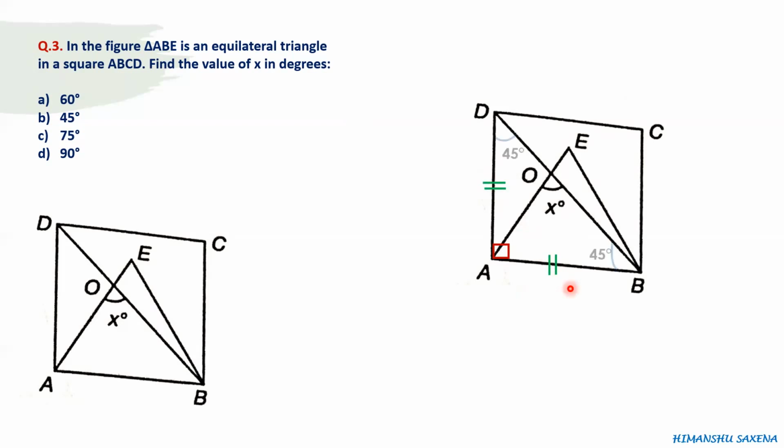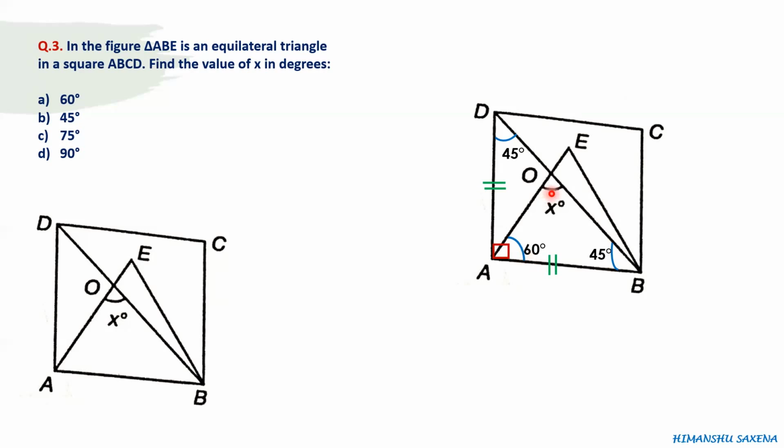Now, when these two sides are equal, then these two angles will also be equal, because in triangle ABD, two sides are equal and one angle is 90 degree. So the other two angles would be equal and their value would be 45 degrees, right? Because the sum has to be 180 degree. So these two angles would be 45 degrees each. Now triangle ABE is an equilateral triangle. So this angle would be 60 degree. All the three angles in an equilateral triangle are equal, and that is equal to 60 degrees. So this angle would be 60.